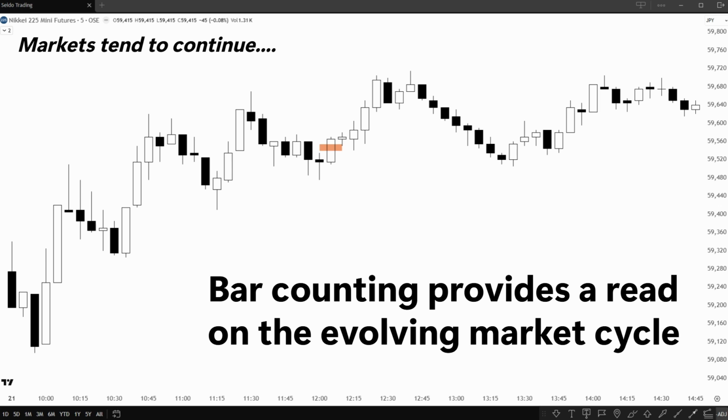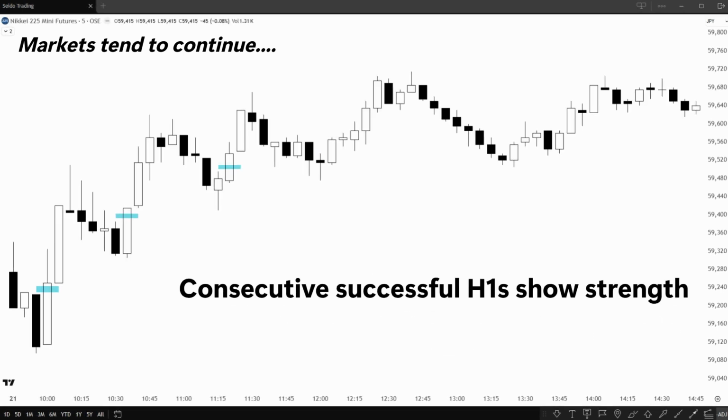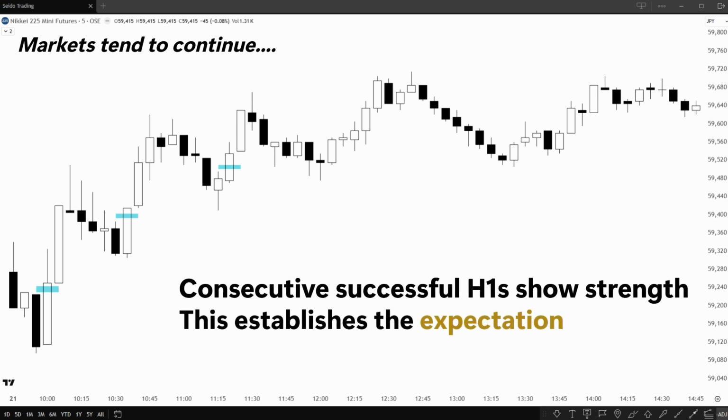In a strong bullish trend, traders observe a run of consecutive H1s succeeding. Each H1 pushes price to a new high. The next H1, a new high again, and then the next. That sequence tells traders the momentum is strong, and it sets up an expectation for market participants. Once that expectation is established, traders start to anticipate a new high every time an H1 forms. That anticipation is itself being traded.